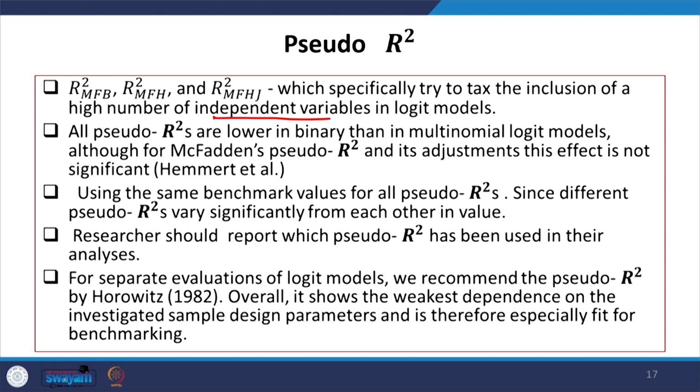All pseudo R squares are lower in binary than in multinomial logit models. Okay. So, if it is binary, that means we are not actually explaining the other variation due to more variables. So, when there are multinomial logit models, that means explanations are actually given by a third category in the dependent variable. Okay. In that case, accordingly the values of R square are different. Although for McFadden pseudo R square and its adjustment, this effect is not significant.